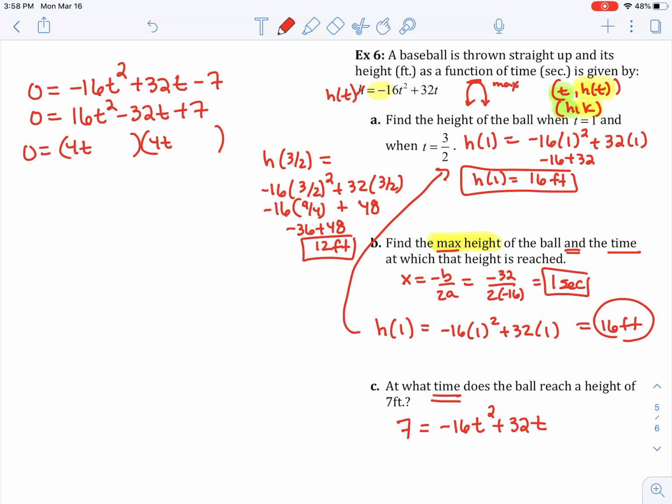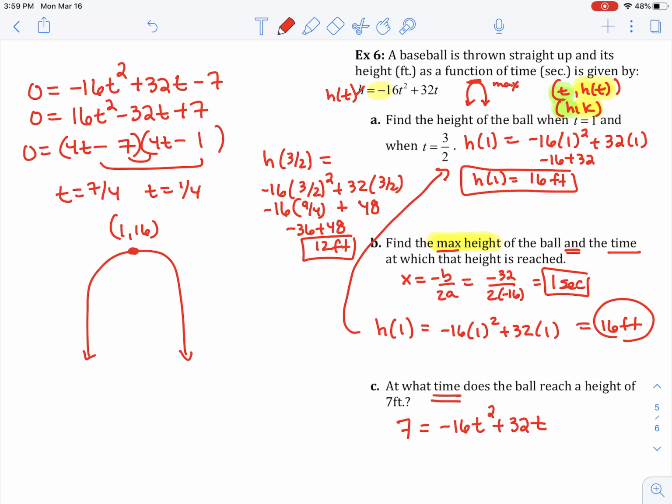So 16 is a 4 and a 4. Our signs need to be the same, both negative, and if we use a 7 and a 1, -28 and a -4 will give us our -32. So it does factor. And using our zero product property, we're going to get t = 7/4 and t = 1/4. And it should hopefully make sense that you got 2 times, because our parabola, we said, is going down because a is negative. Our vertex, that point was (1, 16). That was the highest point on our graph.